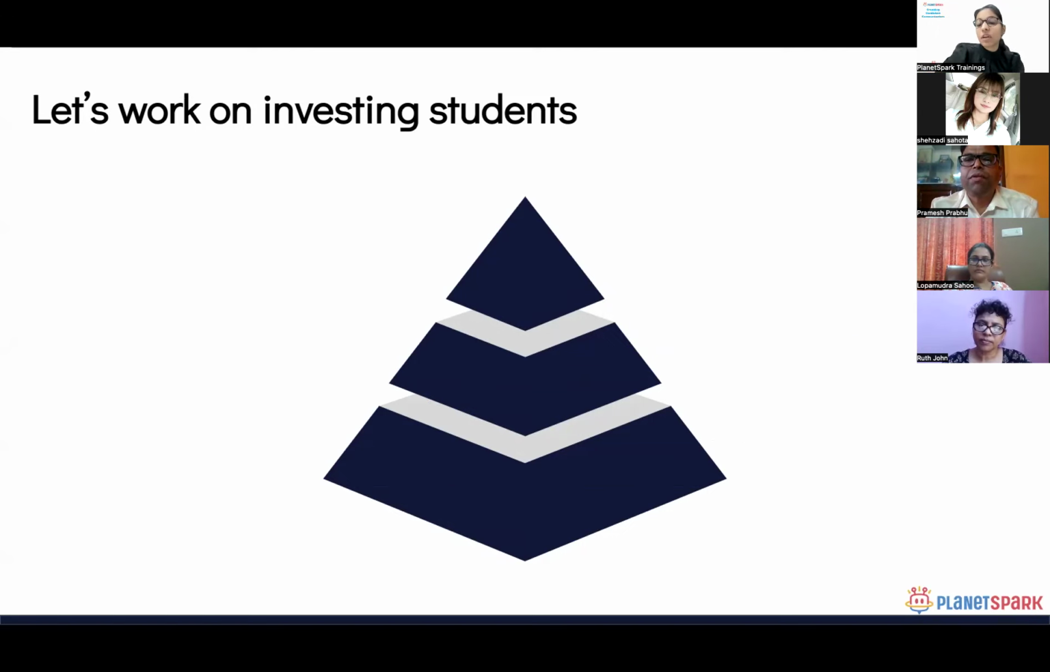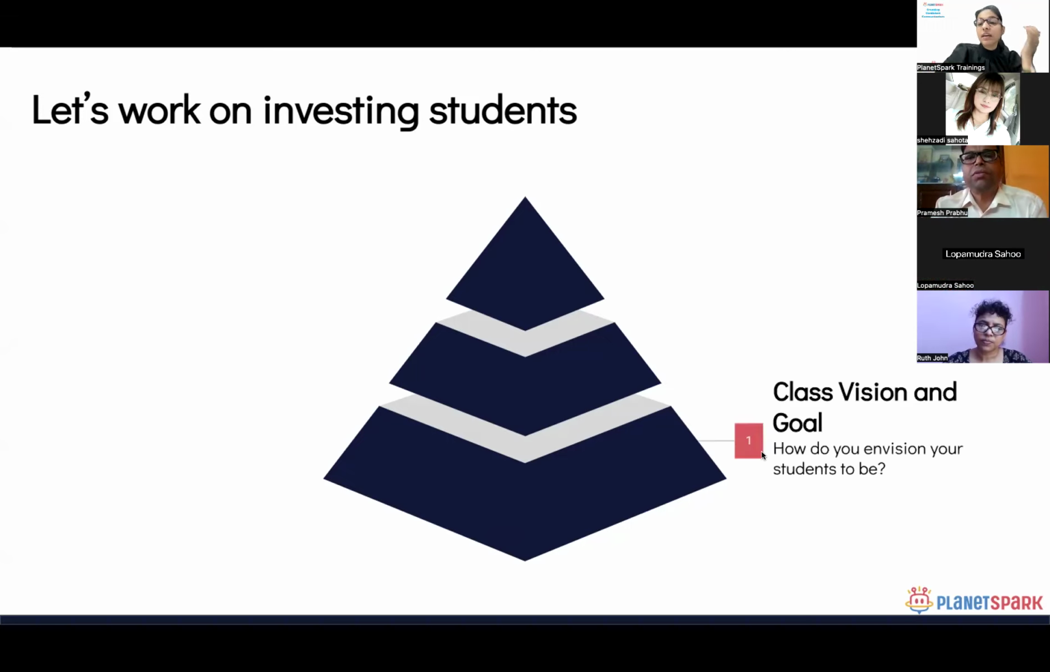Your objective is basically what you want your students to achieve. Similarly, while investing also, if we need to create an investment plan, we need to be sure of what exactly my class vision and goals are. Don't worry, we will discuss these things in detail. So what exactly is the class vision and class goals, right? How do I envision my students to be? Where do I want to see them? What is the goal that I want to achieve?